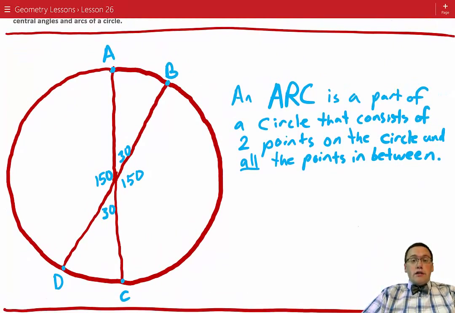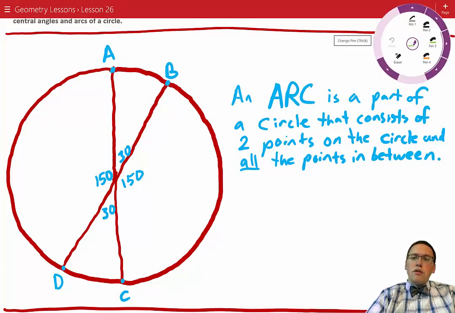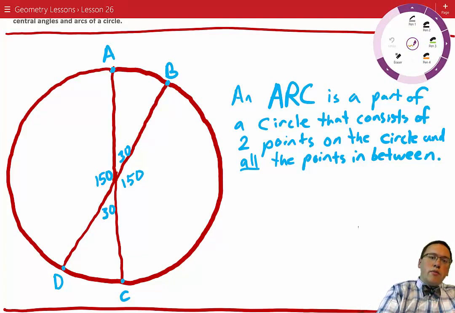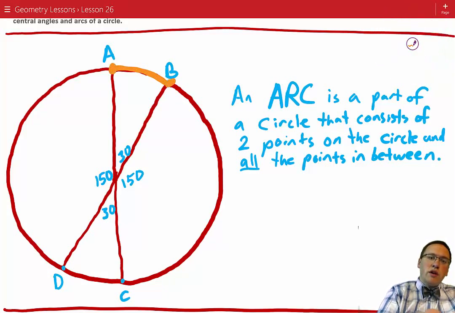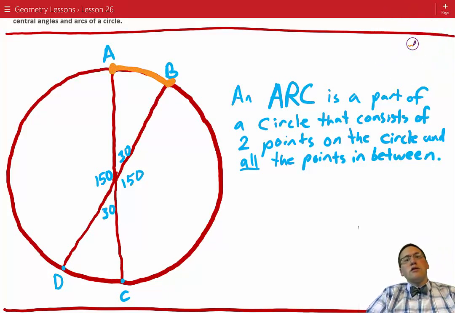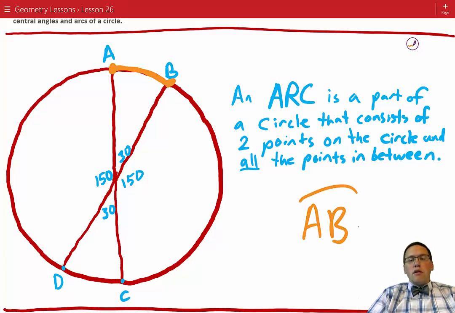So an arc is a part of a circle that consists of 2 points on the circle and all the points in between. So for example, arc AB is this right here. It includes A, it includes B, and everything on the circle in between A and B. We would name that arc AB, which, unlike a segment, which would be a straight line, in an arc we put a curved arc over the two letters.